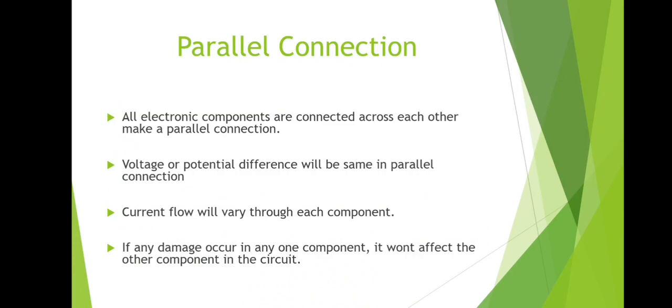That means we are taking two resistors: the first ends of the two resistors are connected to each other, and the next ends of the two resistors are connected to each other. That is known as a parallel connection. In that connection, the current flow will vary through each component. The potential difference will be the same in a parallel connection.